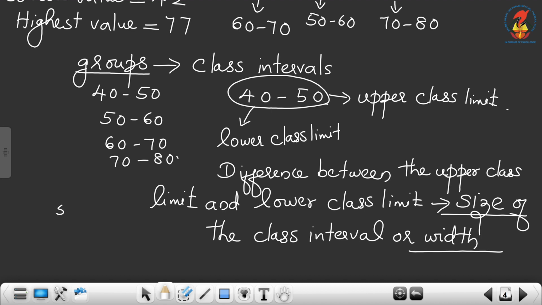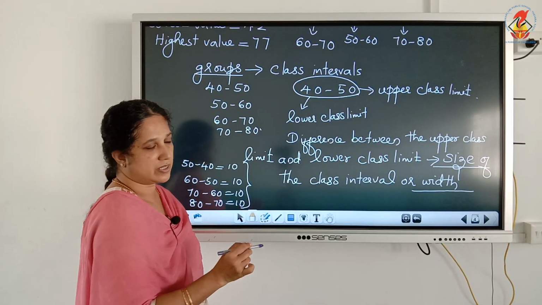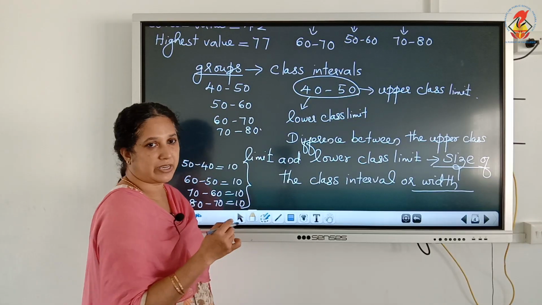50 minus 40 equals 10. Therefore, when you take each class interval, 60 minus 50, what is the difference? 10. Then similarly 70 minus 60, the difference is 10. Then 80 minus 70, the difference is 10. So here you can see that the size is equal. The size of the class intervals is equal.